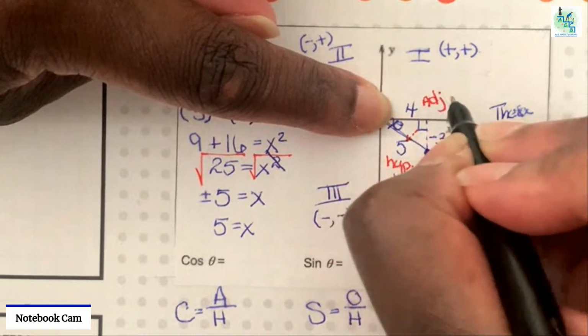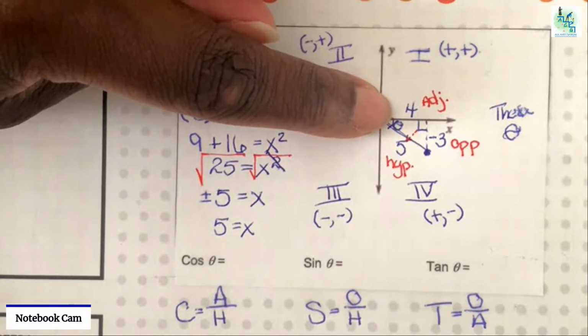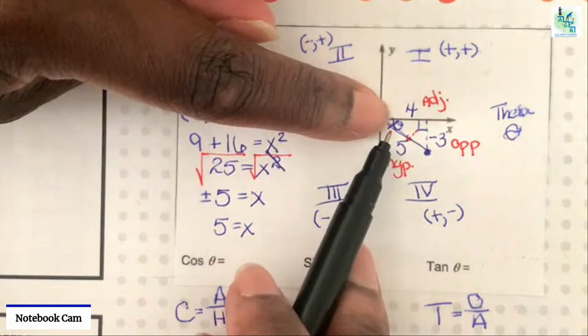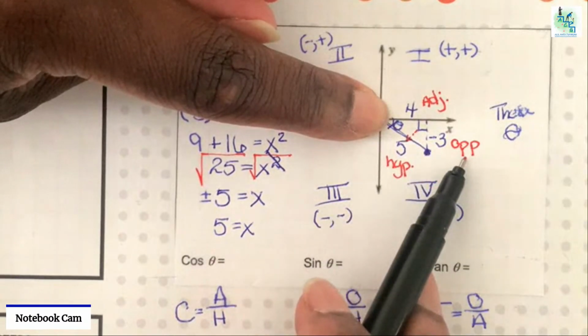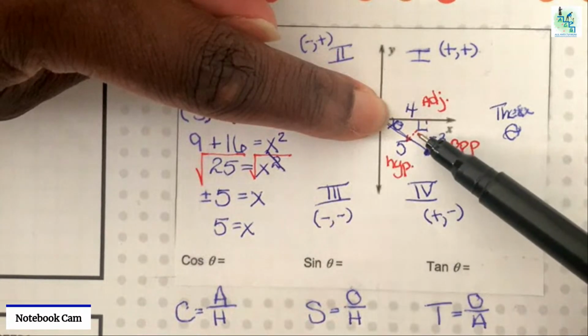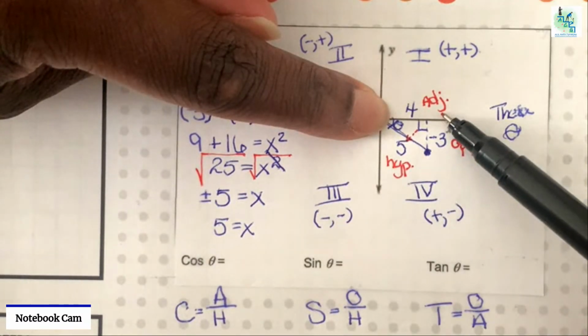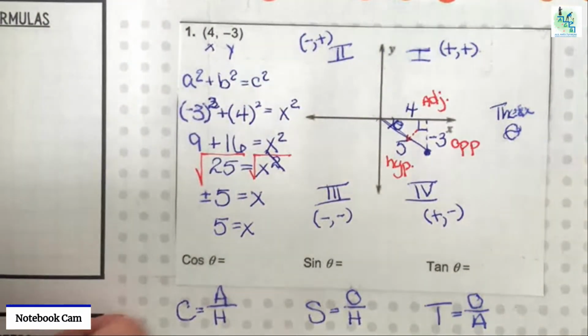And a lot of people are like, I don't know which one's my adjacent and which one's opposite. Well, opposite means across from. Once you know where your theta is, you can go across from that. That's opposite. Then wherever you would think your 90-degree angle or your longest side is going to be, that's your hypotenuse. And then what's left over would be your adjacent side. So now we're going to use this information.